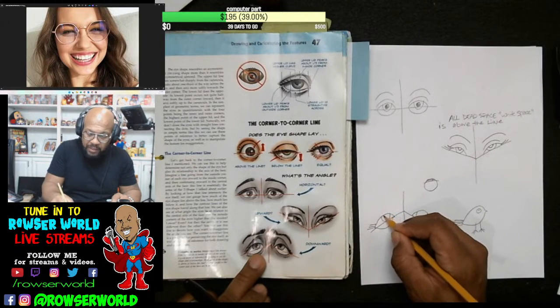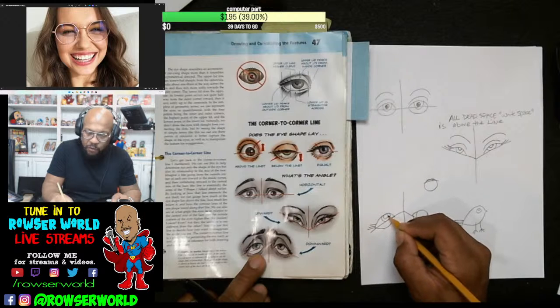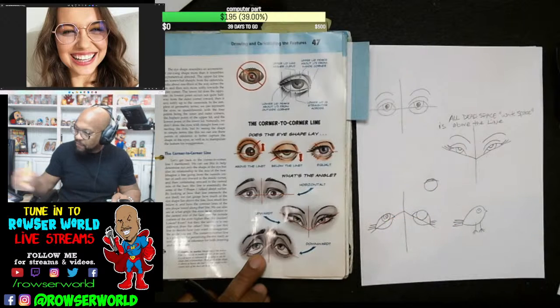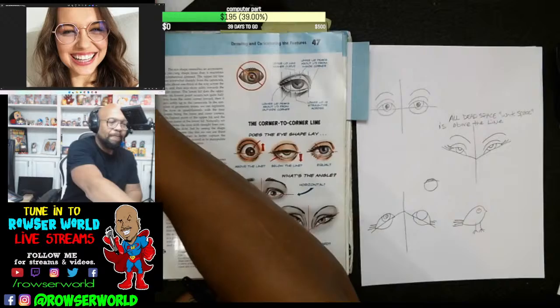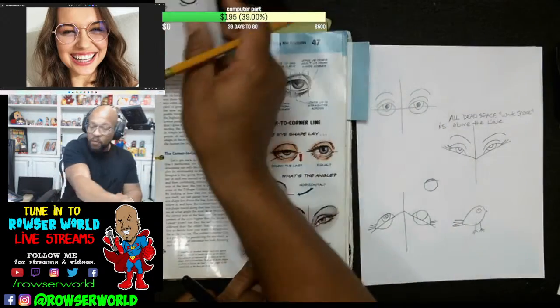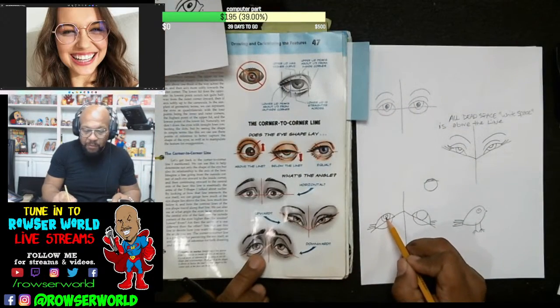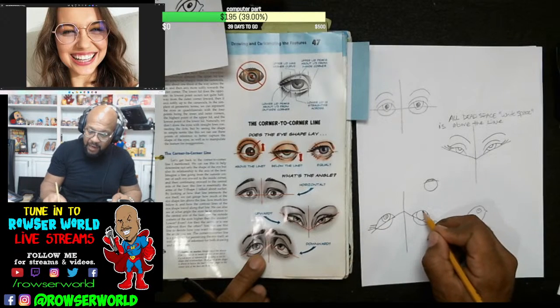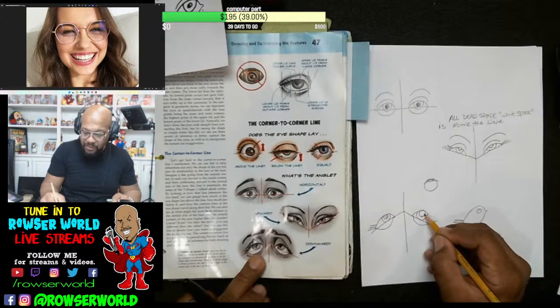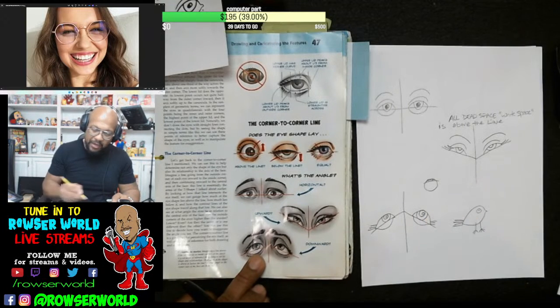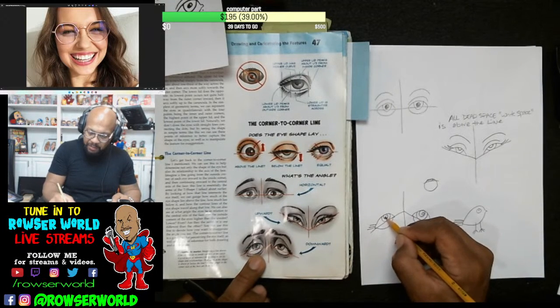Now, the pupil in this situation is also a full pupil, yeah, it's a full pupil, okay? And then a full light source inside of the pupil, okay? And then we'll color in the pupil shape here.